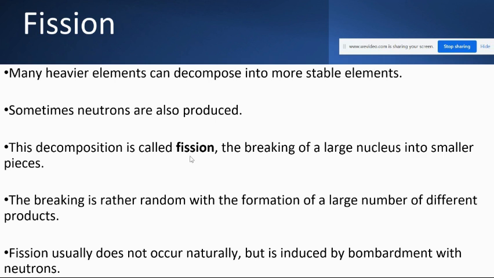We call that fission because it's breaking apart. The breaking is rather random with the formation of a large number of different products. And fission usually does not occur naturally, but is induced by bombardment with neutrons. So they're going to take a heavy element and they're going to hit it with neutrons, and that causes it to break apart. And that's how nuclear bombs are created.